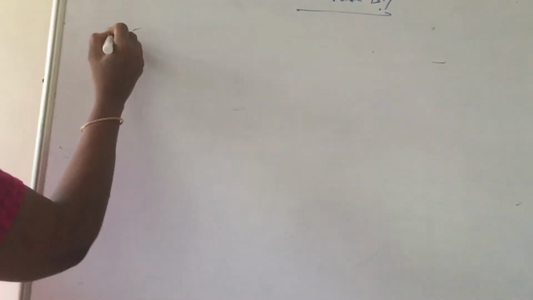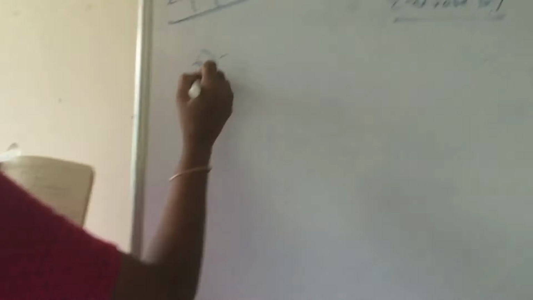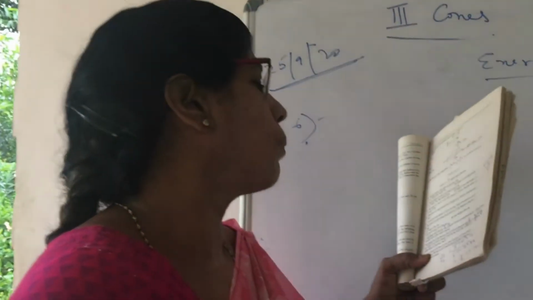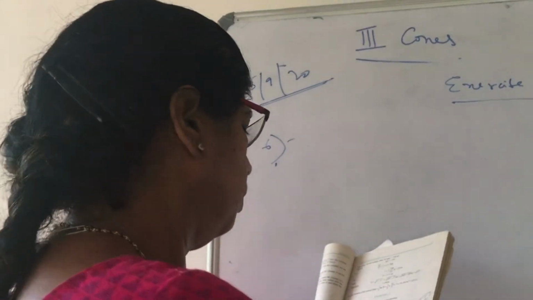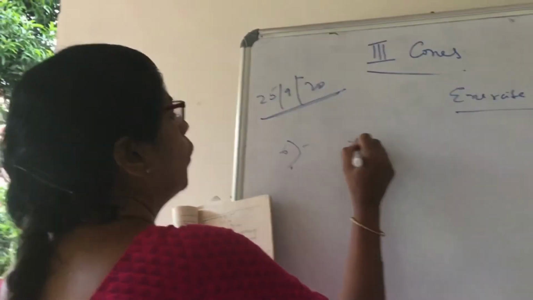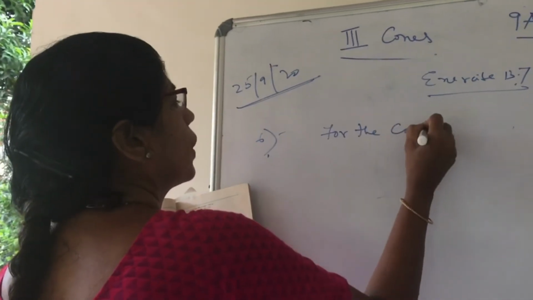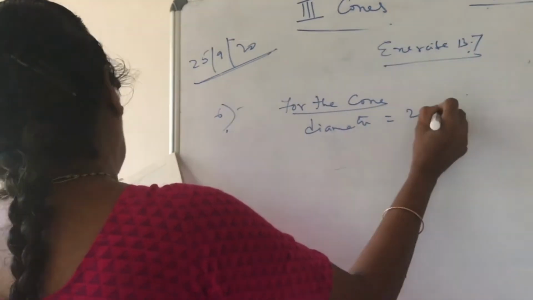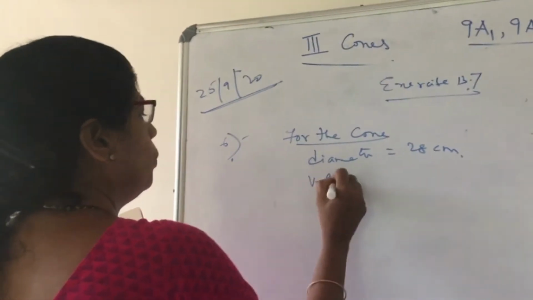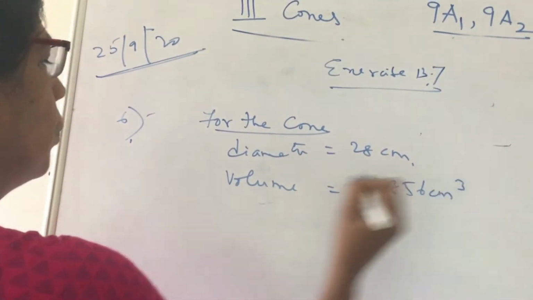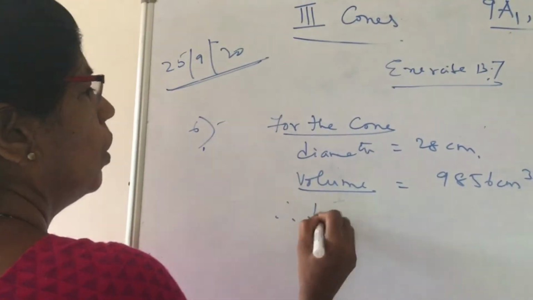Coming to the sixth question. The volume of the right circular cone is 9856 centimeters cube. The diameter of the base is 28 centimeters. Find the height of the cone. For the cone, what are you given, children? You are given diameter. How much? 28 centimeters. Volume is how much? 9856 centimeters cube.